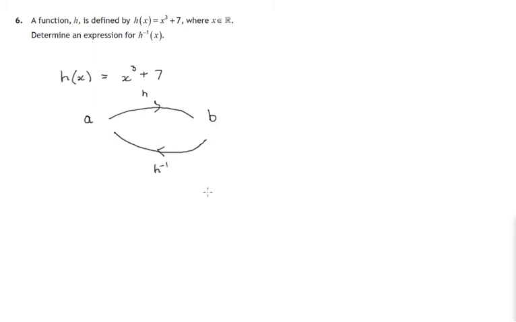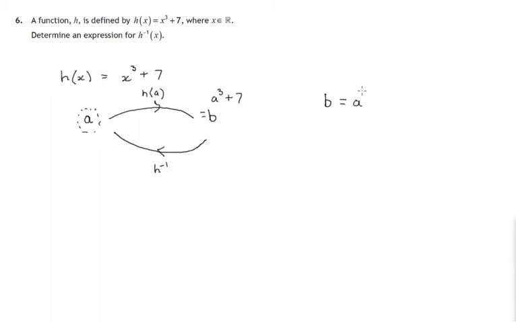Now, what do we know in this diagram? We know what happens to a. We're told what happens to any number that goes into h. It's cubed and 7 is added. So when a goes in, we get a cubed plus 7. So that's what b is. b is a cubed plus 7. So we now want to figure out what do we do to b to get back to a.